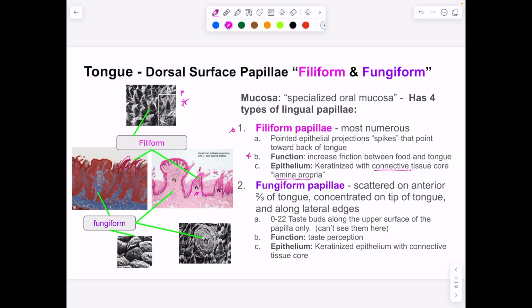Fungiform are scattered along the anterior 2/3 of the tongue. They're concentrated on the tip and lateral surface. You can see, I suppose maybe it looks a little bit like a mushroom, so fungiform. And the epithelium is also keratinized, and then it has a connective tissue core, and it does have taste buds. We can't really see them very well, but you have taste buds along the upper surface of papillae only. Here'd be a taste bud right there.